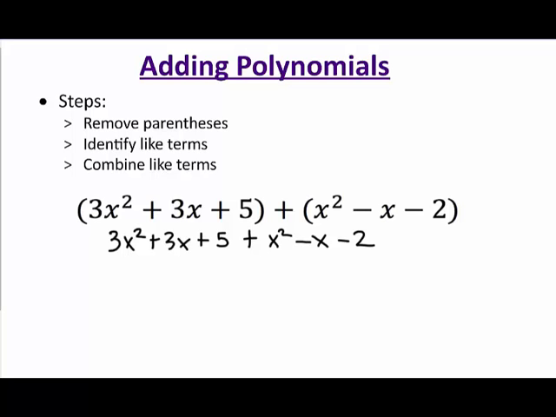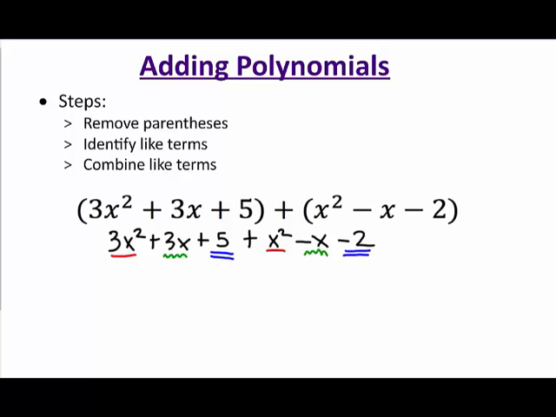Now I'm going to identify the like terms. The way I'm going to do that is by underlining the like terms. So I have an x squared term here, and I have another one right here. Then I'm going to underline my x term a different way. So I have 3x, and then I have negative x. And my constant, I'm going to underline twice.